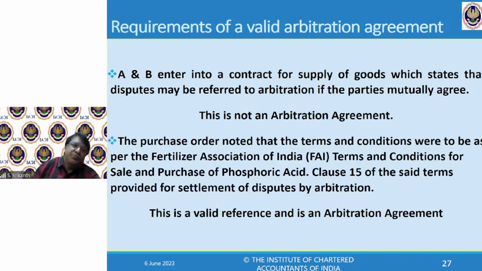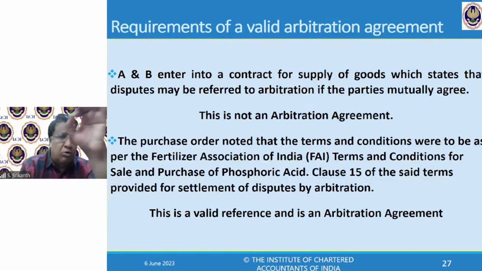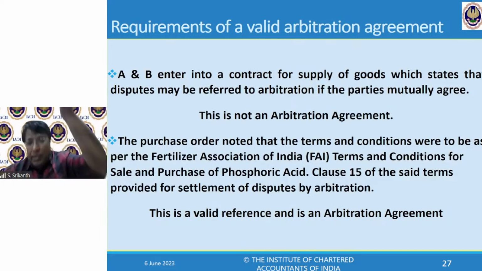We'll see that. A and B enter into a contract for supply of goods, which states that disputes may be referred to arbitration if the parties mutually agree. This is not an arbitration agreement. You should say disputes will be arbitrated by so-and-so. Clarity should be there. If you mutually agree, it means at that time you will agree.